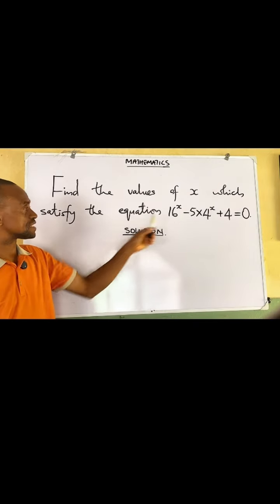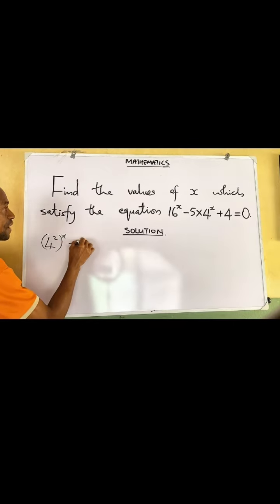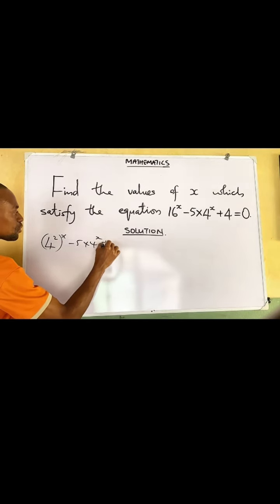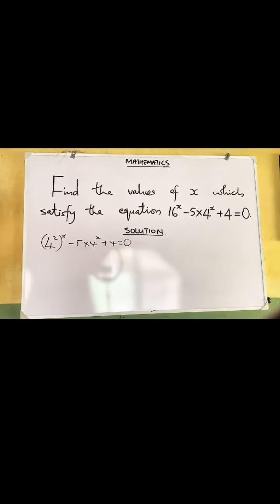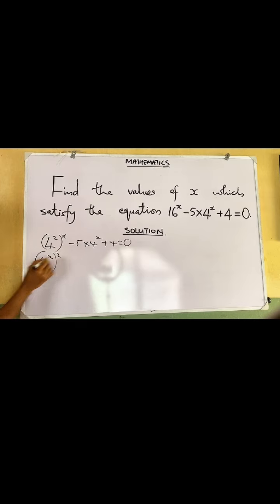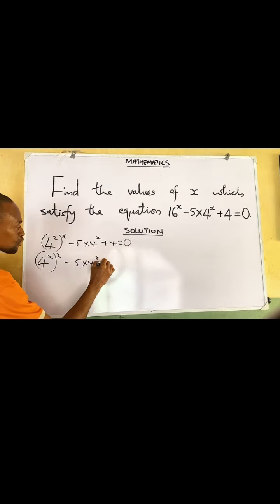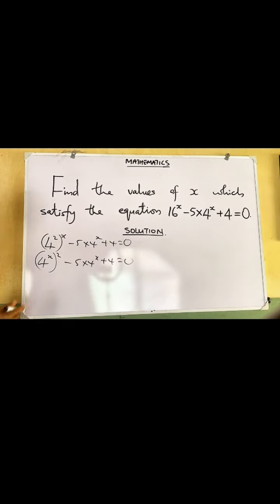So 16 raised to the power x is 4 squared raised to the power x. 4 squared raised to the power x minus 5 times 4 raised to the power x plus 4 equals 0. I hope it's clear. Now this is the same as 4 raised to the power x, squared, minus 5 times 4 raised to the power x plus 4 equals 0. I hope it's clear.